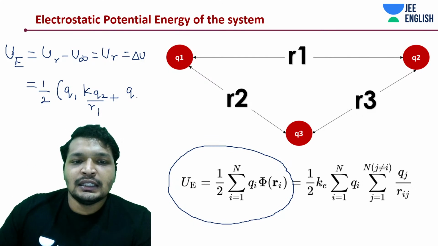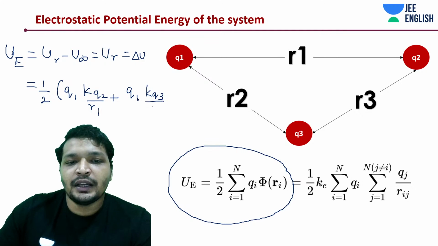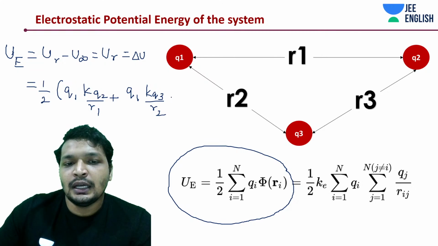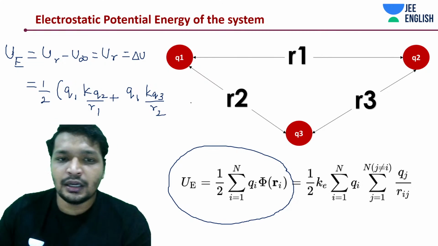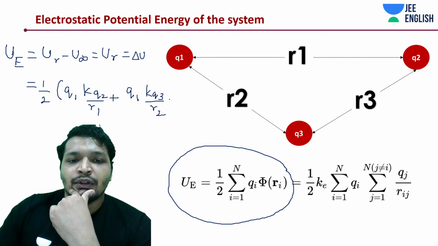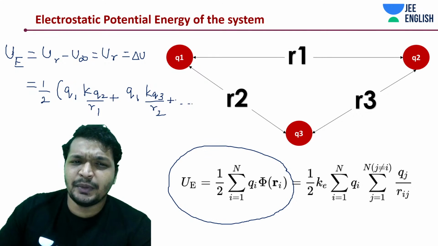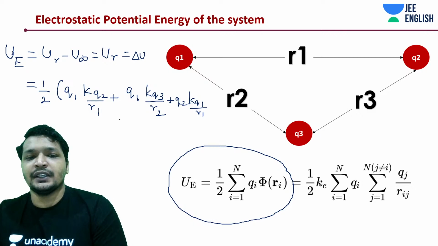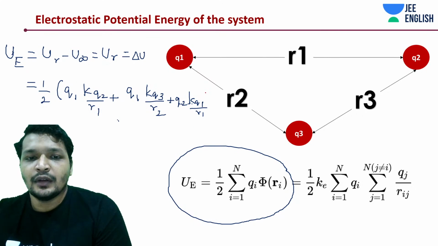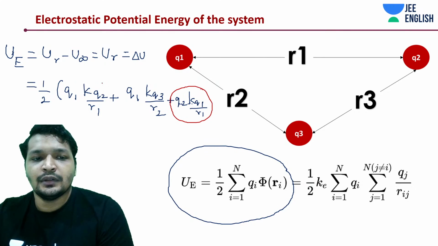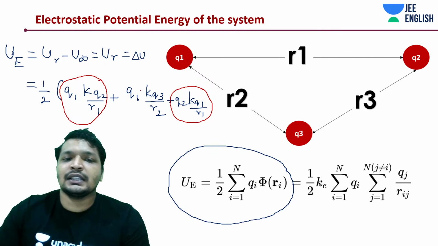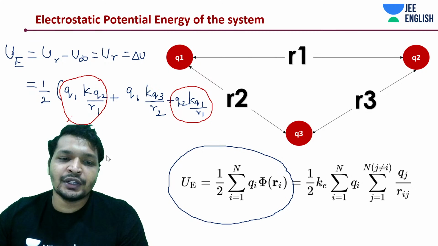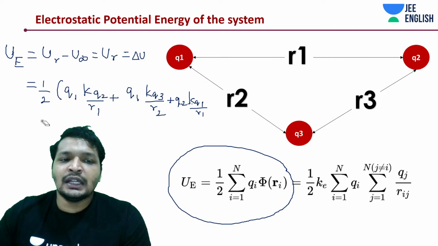You'll soon understand that. Similarly, you'll write down Q1 into K into Q3 by R2, and then this thing will repeat again. You'll notice, for example, there would again be Q2 into K Q1 by R1, but this is a repetitive term. Electrostatic potential energy is a scalar quantity. You're adding it twice for no reason, so you'll be removing this. That's why we have this half.